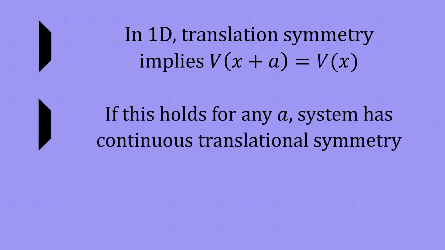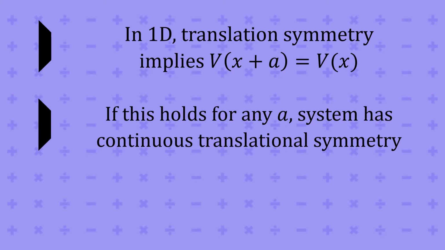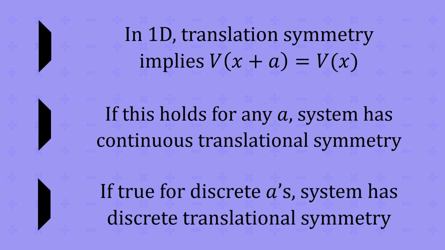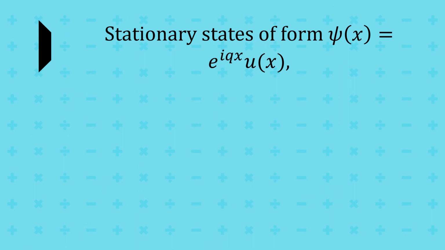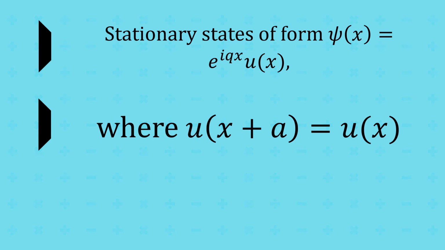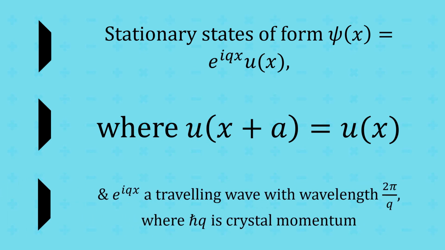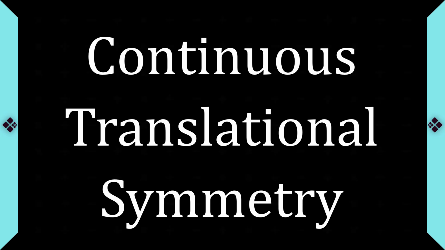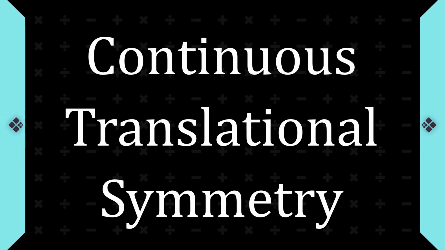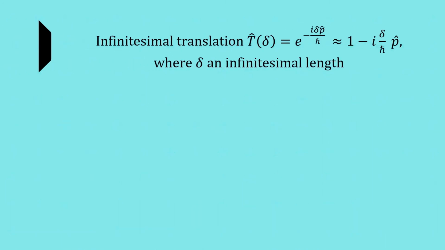In one dimension, translation symmetry thus implies that the potential of x plus a equals the potential of x. If this equality holds for any a, the system has continuous translational symmetry. If the equality is true for a discrete set of a, the system has discrete translational symmetry. The most important consequence of discrete translational symmetry is Bloch's theorem. It says that the stationary states must be of this form here, where u is a periodic function of x, and e to the iqx is a travelling wave with a wavelength 2 pi over q, where h bar q is called the crystal momentum.